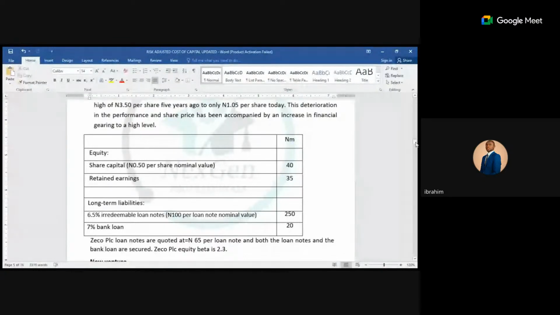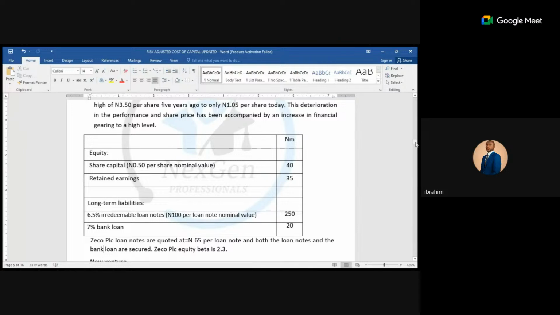Now, loan notes is a traded debt. It can be traded in the market. If you want to get the number of loan notes, it is 250 divided by 100. That gives you the number of loan notes. What is the current price? What is the quoted price? 65. What is the market value? Your answer. Now, you've gotten the value of debt, class.